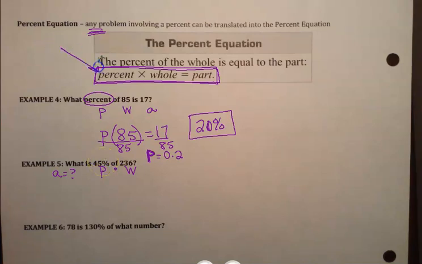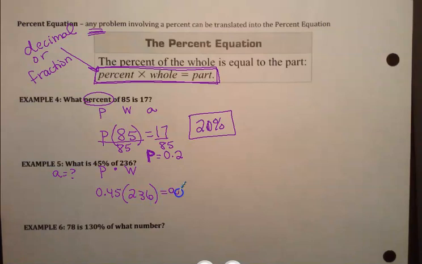Maybe we should make a note that this has to be a decimal. Or if you want, it could be a fraction out of 100. It just can't be the actual percent. So 45% is 0.45 times the whole. So 236 is going to equal our part, so the A. So 0.45 times 236 equals, what's it equal? Put it in your calculators. Good. 106.2 equals our part. 106.2.